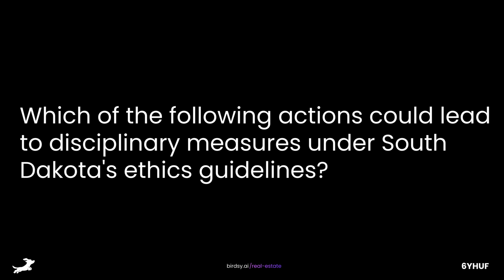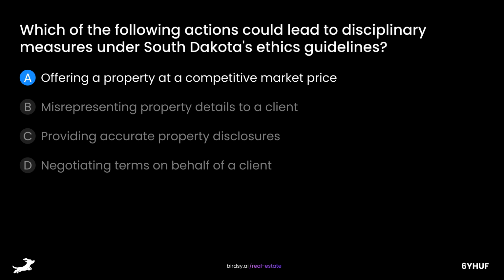Which of the following actions could lead to disciplinary measures under South Dakota's ethics guidelines? Is it A, offering a property at a competitive market price, B, misrepresenting property details to a client, C, providing accurate property disclosures, or D, negotiating terms on behalf of a client? The answer is B, misrepresenting property details to a client.